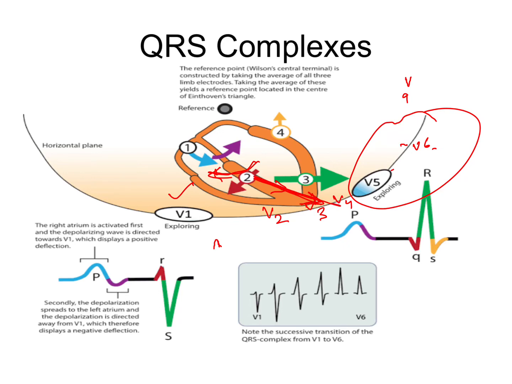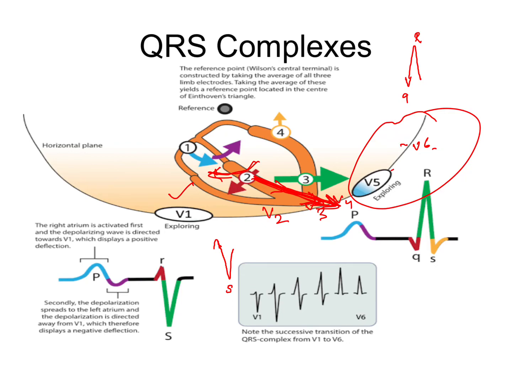Next we see the position of the vector, the impulse goes like this. The free wall of the left ventricle has a very large mass as compared to the interventricular septum of the right ventricle. So the impulse is moving towards V5 or V6, and because of the large mass we get a very strong positive deflection in V5 or V6. That will be the R wave, and in contrast we get a very large negative deflection in V1 or V2, and that will be the S wave. I hope you understand.